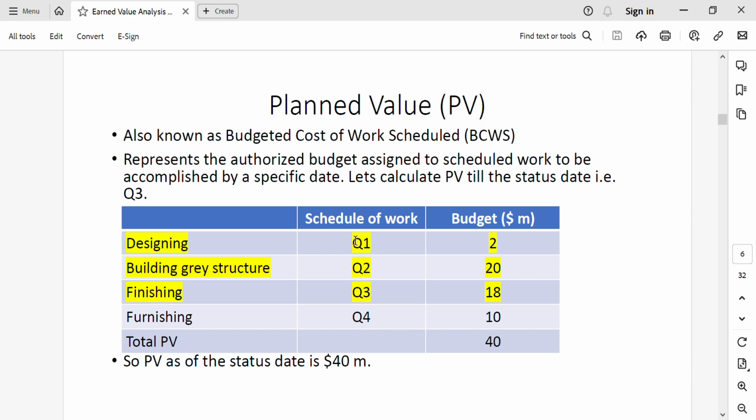There are 3 work packages, that is designing, building gray structure, and finishing. If we total the budget of these 3 work packages, that comes to $40 million, meaning 2 plus 20 plus 18, so that comes to $40 million. So the planned value for this particular project at the end of Q3 is $40 million.